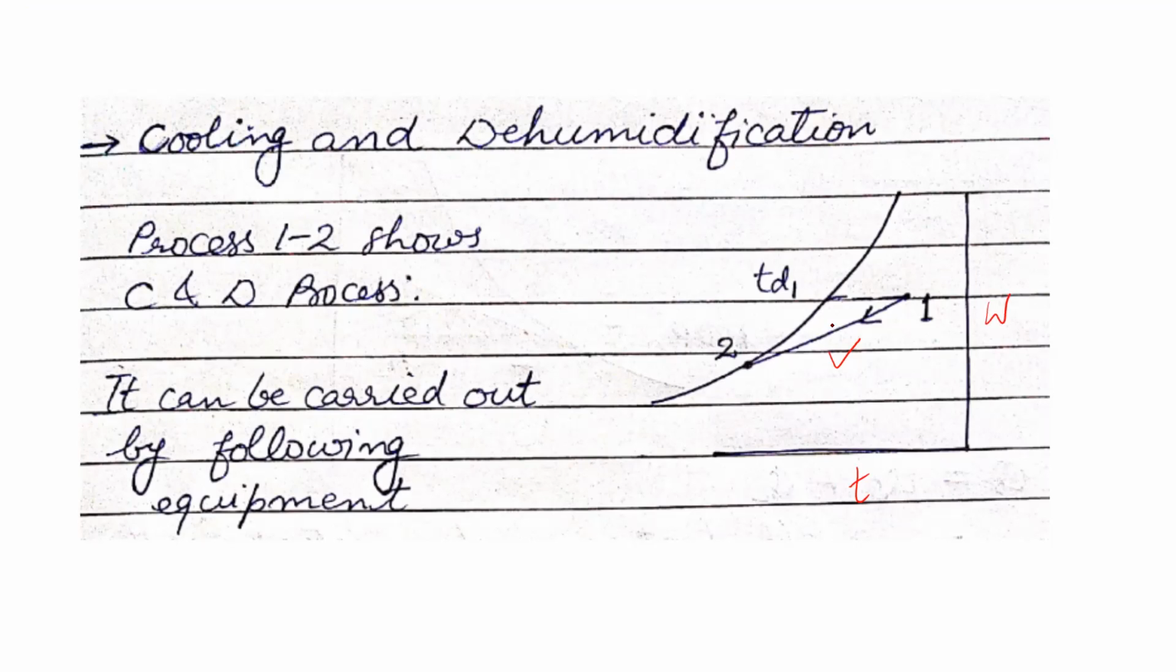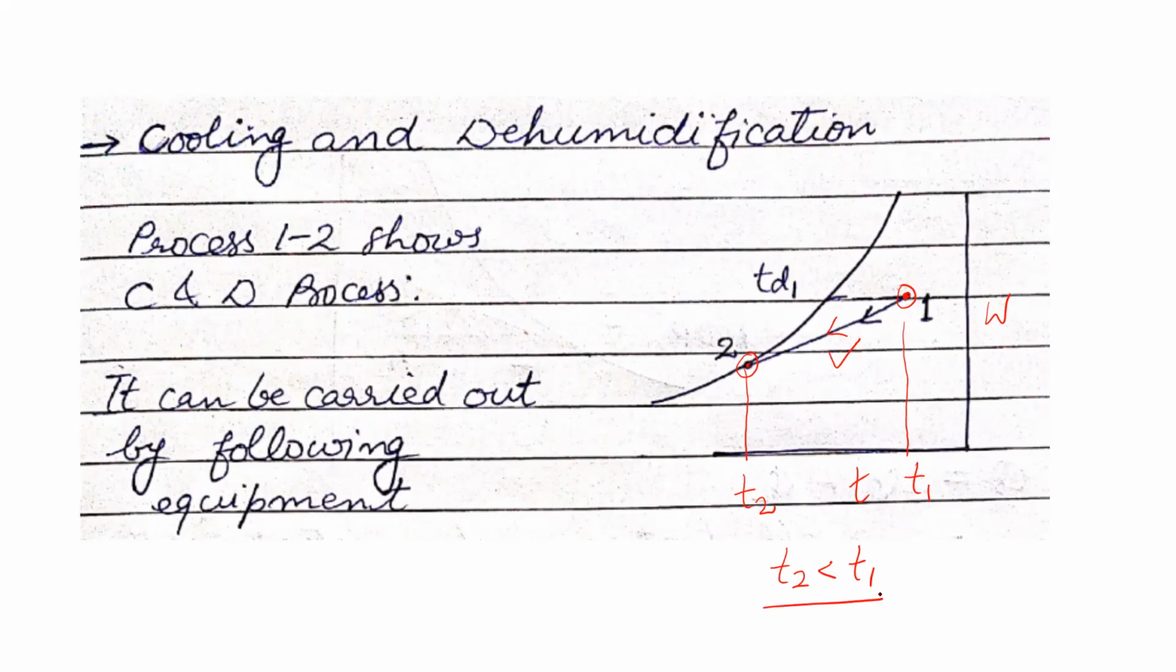The process is taking place from point number 1, which is the initial state of the air, to this point, which is the final state of the air. This is cooling and dehumidification. How is it cooling? This is the temperature T1, the initial dry bulb temperature of the air. This is the final dry bulb temperature, and you can see that the value of T2 is less than T1. So that means this is the process of cooling.